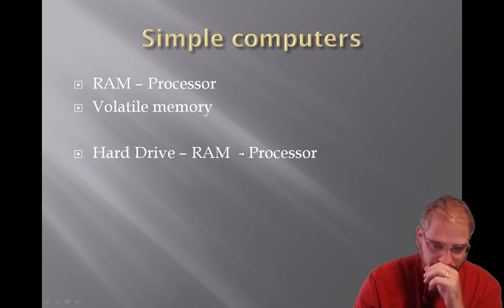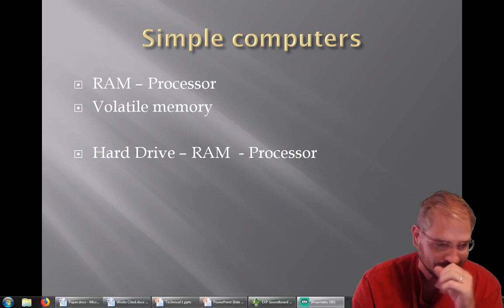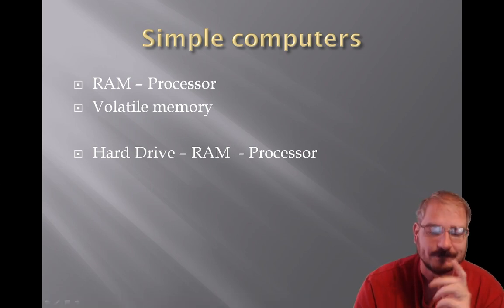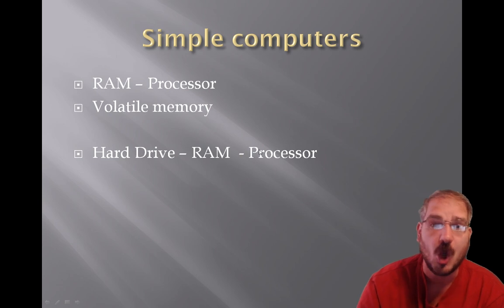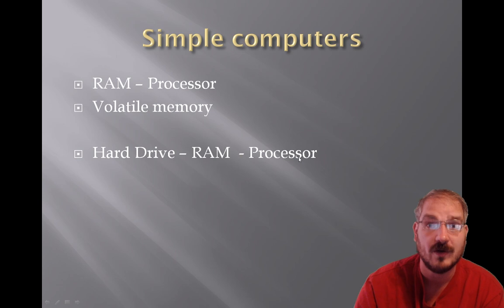Now, you may be asking yourself, why do we still need RAM? Why don't we just have the hard drive talk directly to the processor? And that is a very good question. The answer is the process of the hard drive talking to the processor would be way too slow. This process between RAM and processor is very, very quick. If we didn't have this middleman, if we just had permanent data storage and that talking back and forth to the processor, our computers would be much, much slower than they are today.